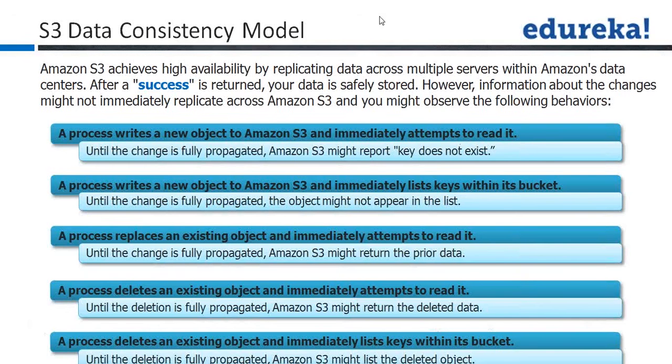Now, since this is not consistent, what would happen? Once you upload a new object and immediately try to read it, you may get the object, or you may get an error called key does not exist. Or suppose you immediately try to list keys; it will say it is not yet fully propagated. If you deleted an object and try to read it, you may still be able to read it because it's not deleted from all the clusters. It takes a while, which means around a second or a couple of seconds. That's why it's called the eventual consistency model.